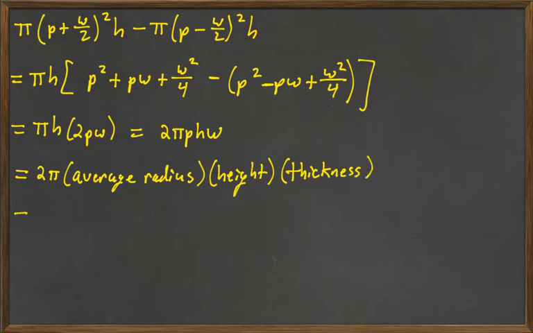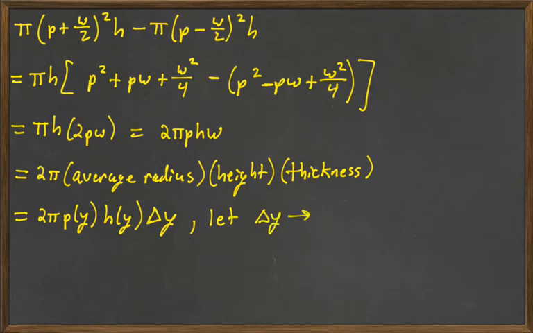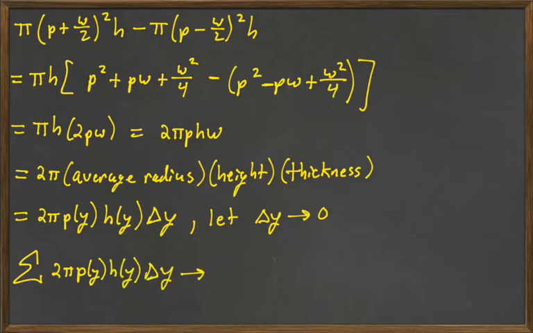And so what we're going to do is we're going to let the thickness of the shell go to 0, and so it's going to be a better and a better approximation. So that's going to give us 2 pi p of y, h of y, and then we'll call the thickness a delta y, okay? And then we're going to let delta y go to 0. And so we're going to add up all of these shell volumes, so to speak.